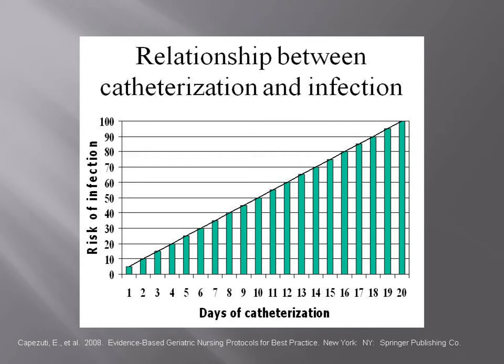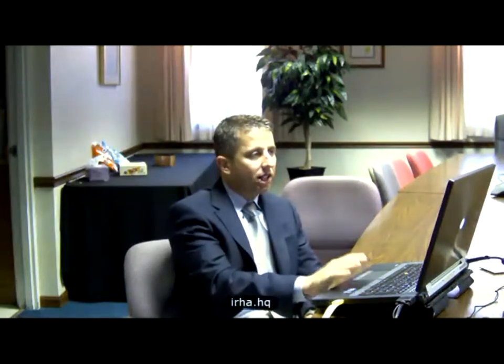And here's a graphic that we alluded to a little earlier that shows the risk of infection with the number of days that the patient is catheterized. And although it's not perfect, according to this study, it goes up about 5% a day, and the general rule is somewhere in that range. So the faster the catheter comes out, the less chance the patient has of getting this type of infection.